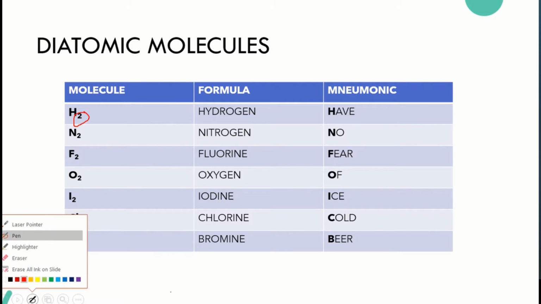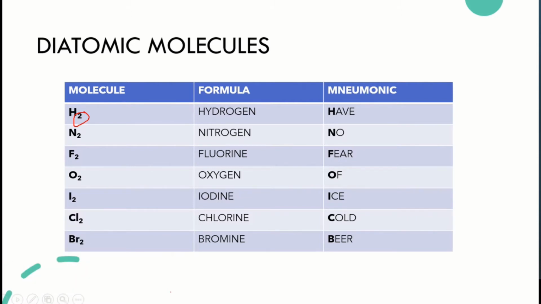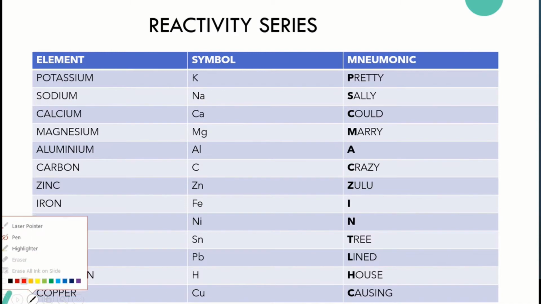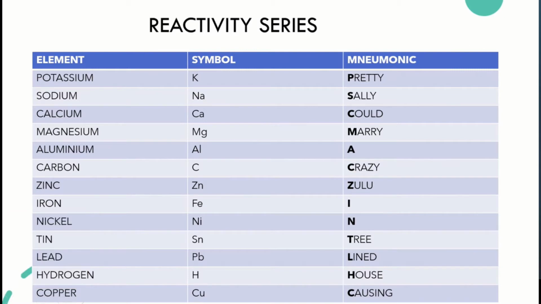Now next one is related to the reactivity series. Now reactivity series, in which the most reactive element is placed at the top and least reactive is at the bottom. So it is arranged in the order of decreasing reactivity. So here we can see potassium is at the top, that is, potassium is the most reactive element.